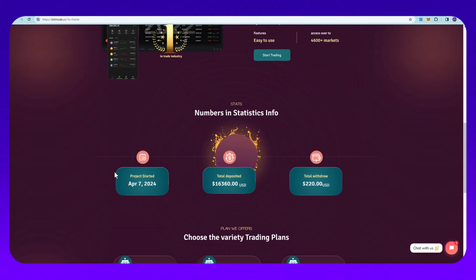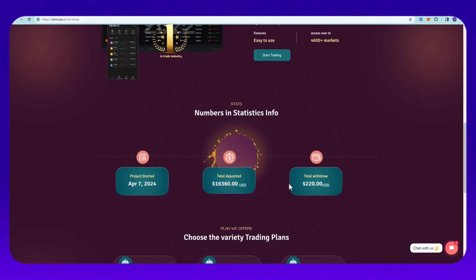Let me see how many people are actually in it. So total deposits. This thing started April 7th, so literally 2 days ago. Okay, so total deposits, $16,360, and $220 have been withdrawn since those 2 days. So it's relatively new. I don't recommend doing any of this kind of stuff because at the end of the day, they're going to exit scam, just don't know when.